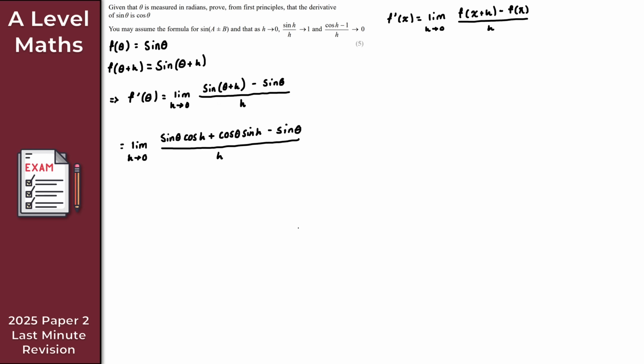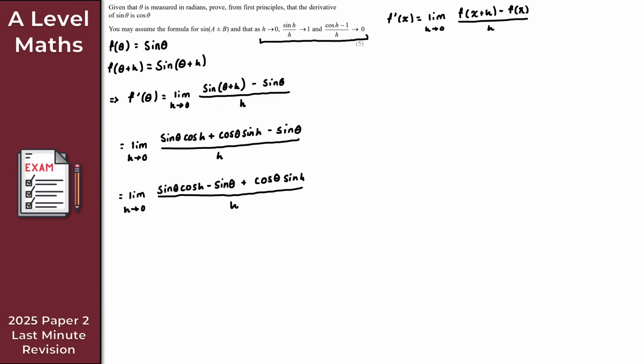So minus sine theta, and all of this here then is over h. Okay? Now, at this point here, I want to start working towards these results here, or these limits, right? So what I'm going to do here then is group this sine theta cos h and the minus sine theta together. So we get the limit as h tends to 0 of, like we just said then, sine theta cos h minus sine theta. So grouping those together. And I've also got cos theta sine h as well. So plus cos theta sine h. And again, all of this here is over h.